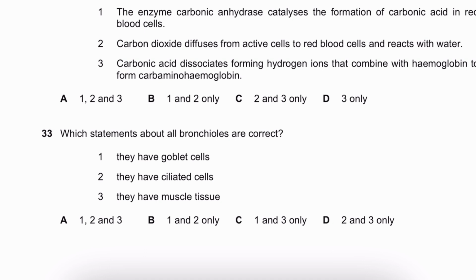Now, what is correct about the transport of carbon dioxide by the blood? The enzyme carbonic anhydrase catalyzes the formation of carbonic acid in the red blood cells. This is true. Carbon dioxide diffuses from active cells into the red blood cells and reacts with water to form carbonic acid, which is catalyzed by carbonic anhydrase. Carbonic acid dissociates, forming hydrogen ions that combine with hemoglobin to form carbamine hemoglobin. No, it forms hemoglobinic acid, which is why it's 1 and 2 only.